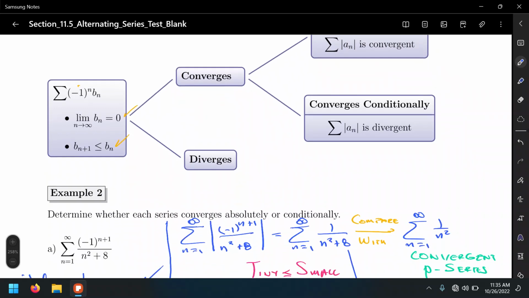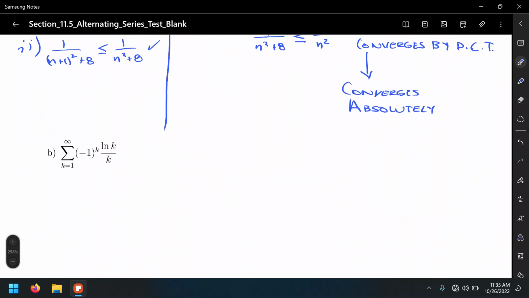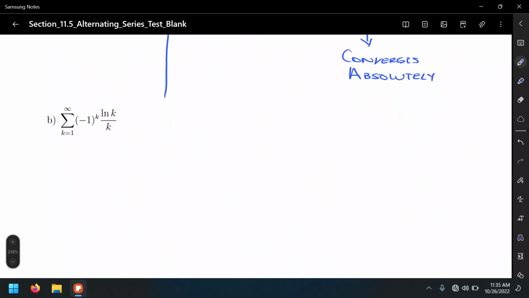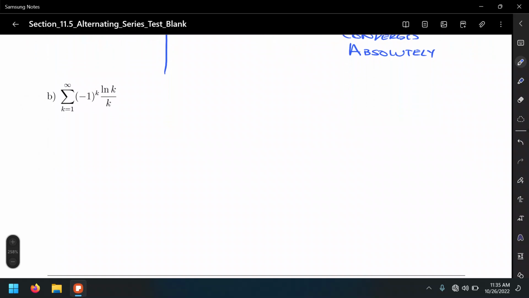Let's have a look at another example and see how it works. So what do we have? Letter B. Sigma k equals 1 to infinity of (-1) to the k, ln of k over k. So the first condition: the limit of ln of k over k as k approaches infinity. Let's find out about the limit. So number one, what do we have?